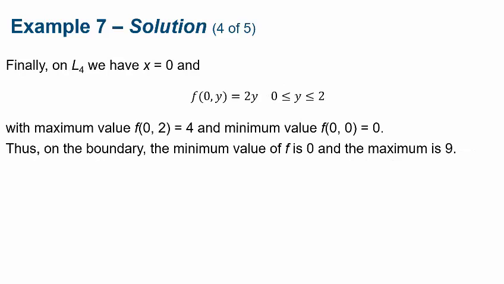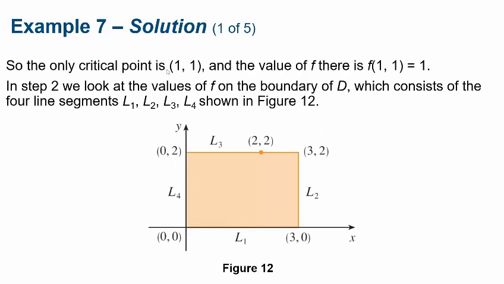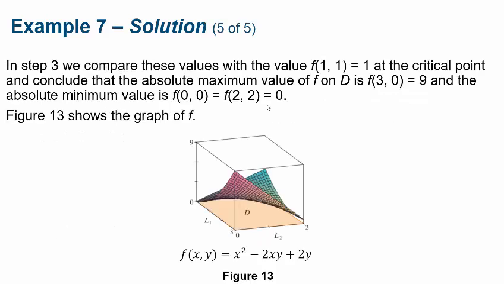And finally, on L4, x is equal to 0. When you plug 0 in for x, you just get f equals 2y. So that's an increasing function. So the maximum value occurs at f of (0, 2), which is 4, and the minimum value at (0, 0), which is equal to 0. So just look, on the boundary, the minimum value we got is 0, and the maximum value is 9. So what that also means is that the point (1, 1), while it's a critical point, is just a relative extremum.